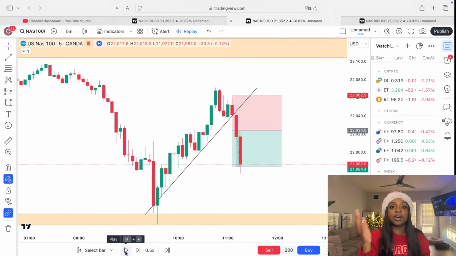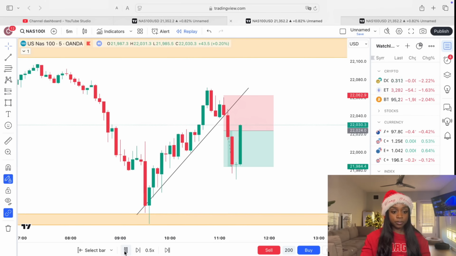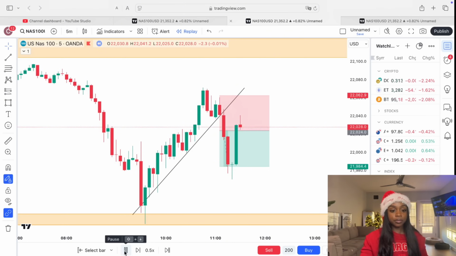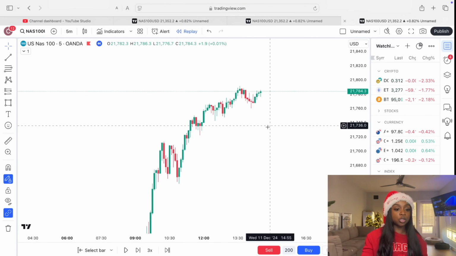And literally, again, almost immediately, price comes right down to our target. And then let's see if a runner actually presents itself. And price came back to our break even. I'm going to show you guys one more example.